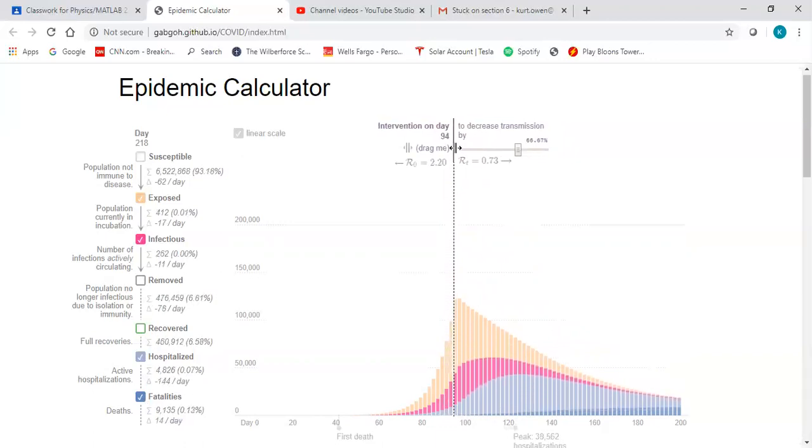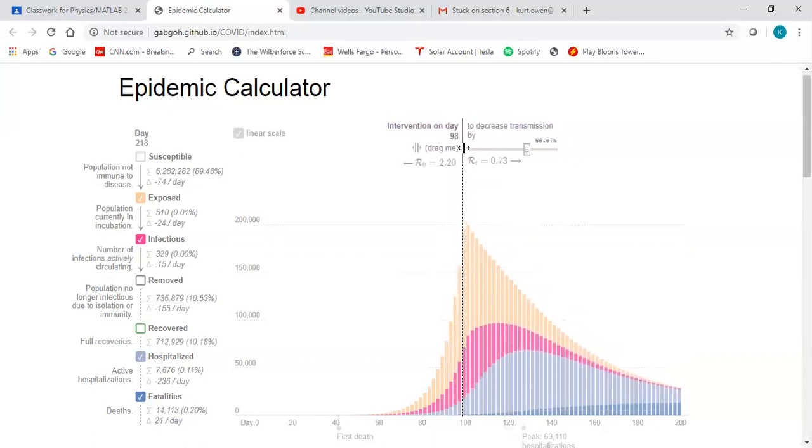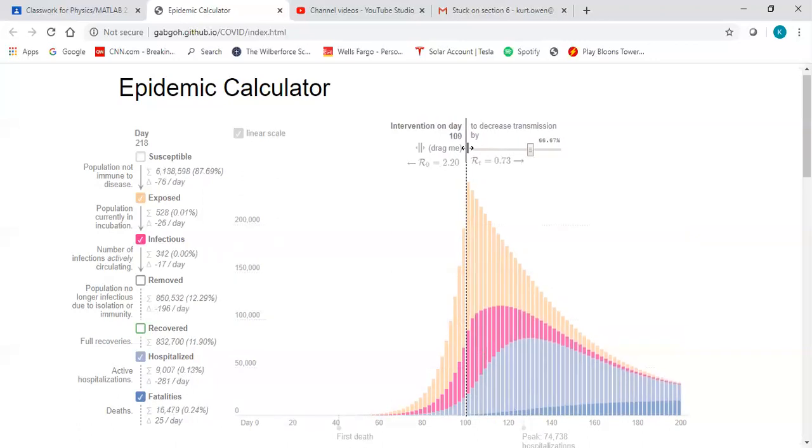So I think the original intervention happened at 100 days. So I'll slide it back there, and it gave us a graph that looked like this. Now, before the intervention, you can see things are not good. Things are ramping up very rapidly. That's what would trigger severe interventions, and it looks like it's getting out of control.